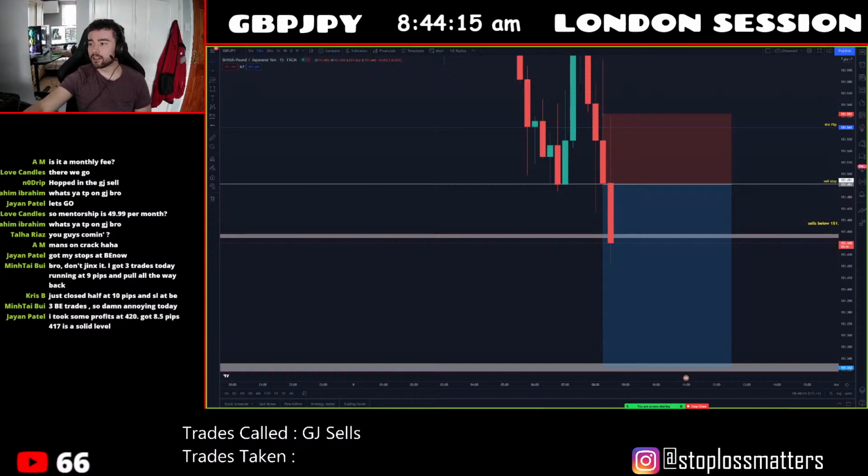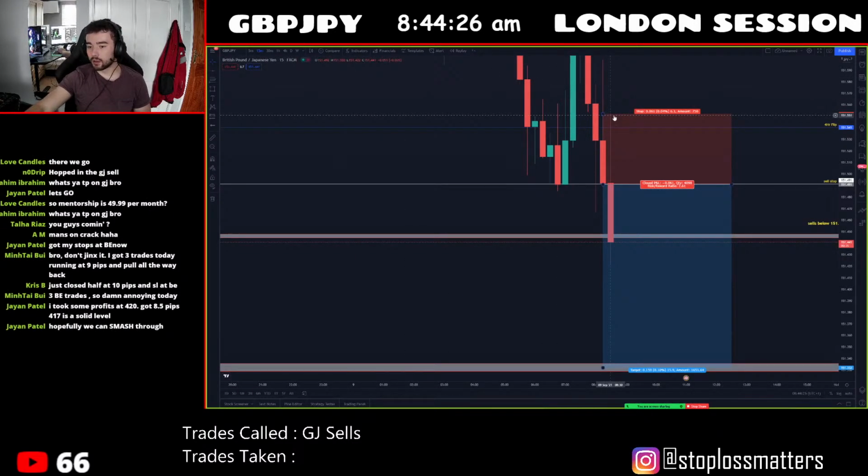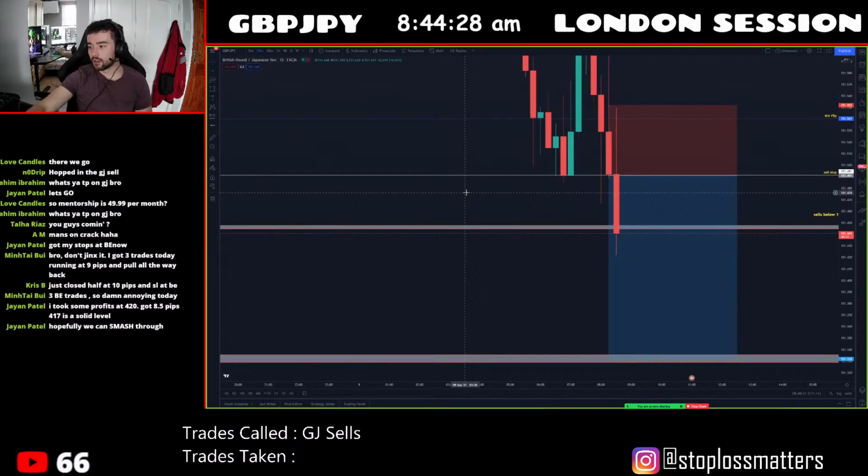For me, to be honest, I don't really care about that. I'm gonna leave my stop loss here. I'm gonna give it a bit more room. I want it to make this top wick and then continue. So we'll see over here if I get out at break even.